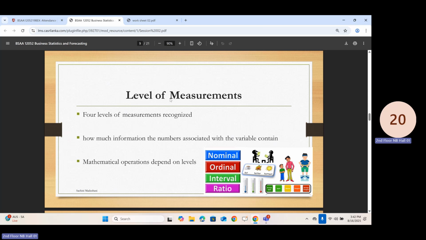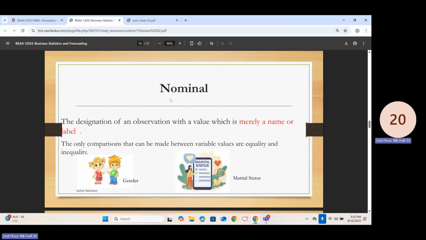Okay. Here, what is the level of measurement? Levels of measurement represent the amount of information associated with each variable. How much information is there? It's clear? These are the 4 levels of measurement. We move into them one by one, then you can understand. First one is nominal. Okay, the first level is nominal scale variables.